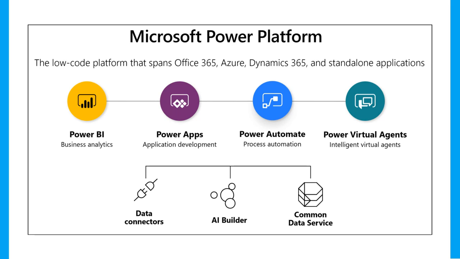Then underneath all of this, this is leveraging those data connectors that we were talking about earlier to connect you to not only Office 365 data, but all other kinds of data and third-party services. There's an AI builder, which allows you to plug in modules for quick, easy access to artificial intelligence, as well as most of these services also sit on top of the Common Data Service, which is like a cloud-based platform for data storage.